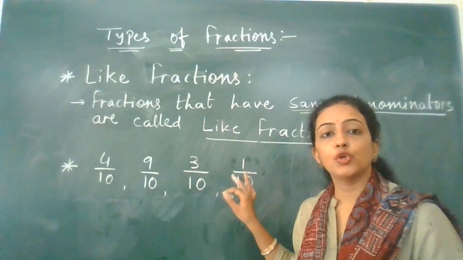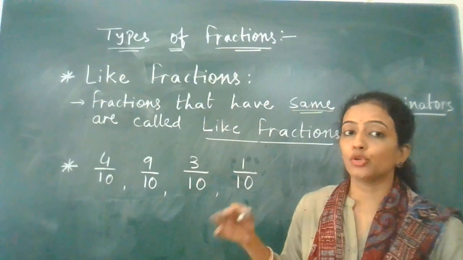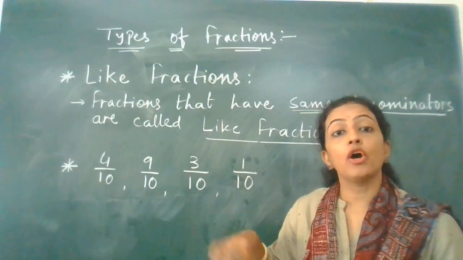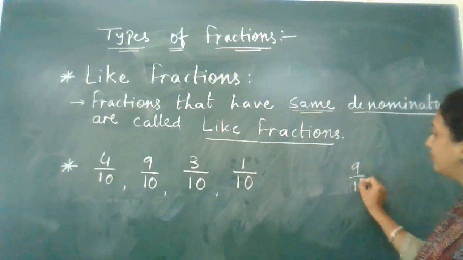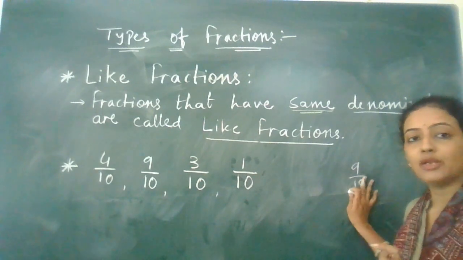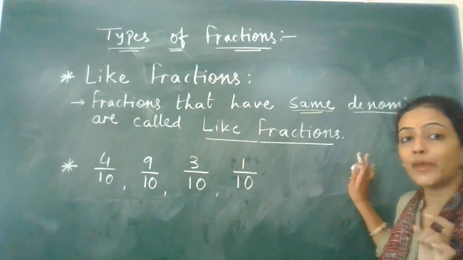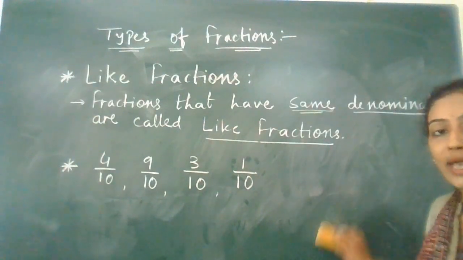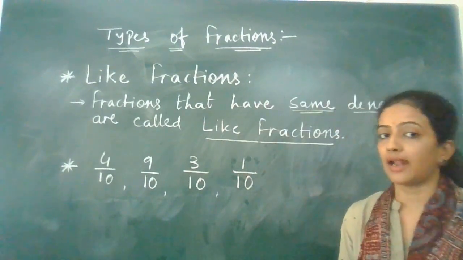As I have said, the like fraction cannot be represented single. It is always in the group. In the group means more than 2. Two or more than 2 fractions together can be classified as a like fraction or unlike fraction. So if I just give you one fraction, that 9/15, and I tell you to tell me whether it is like or unlike, no, not possible. With one fraction you cannot say whether it is like or unlike. You will always need a group. Group means 2 or more than 2 fractions together can be classified as like fractions or unlike fractions.